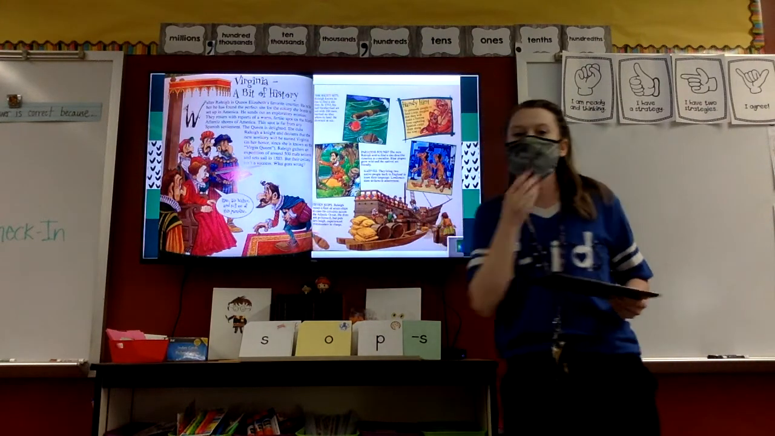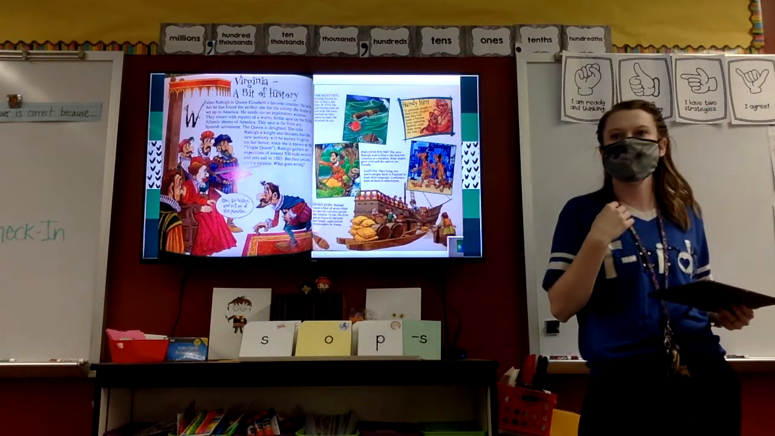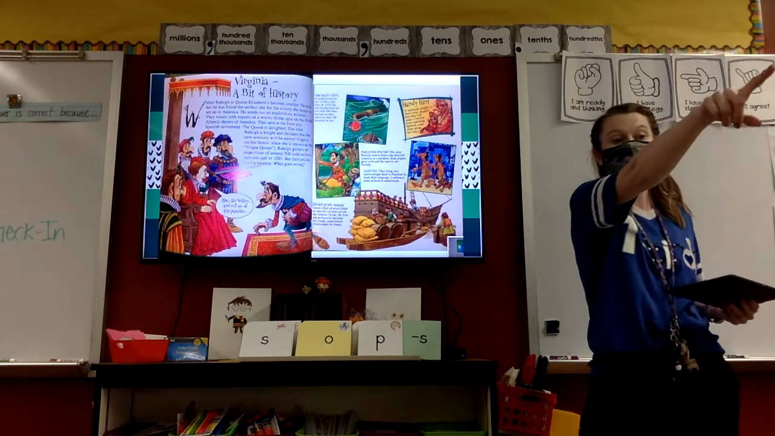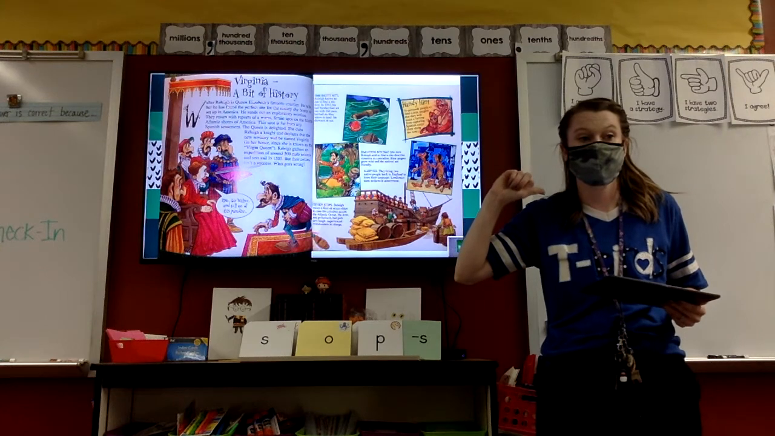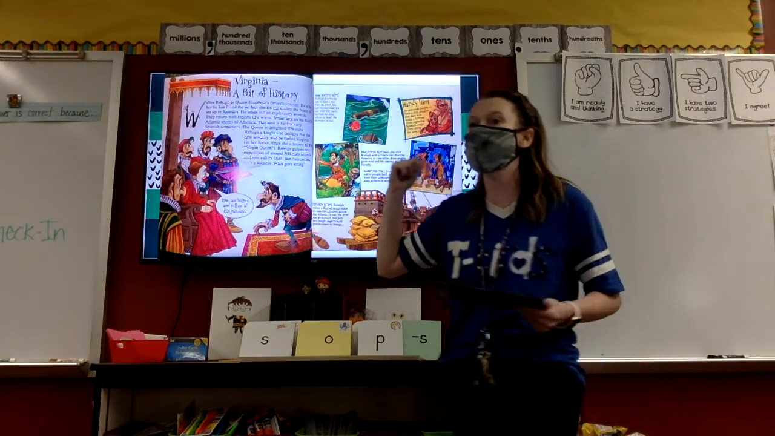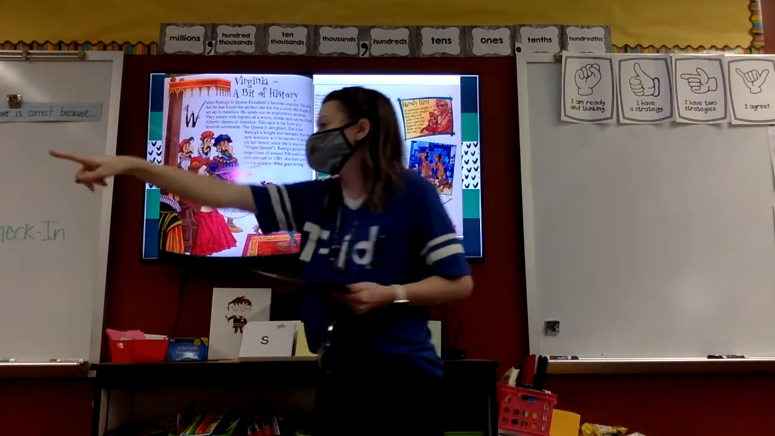Already looking at this, what kind of text features do you see? Give me one. Look in your journal. What do you already see?